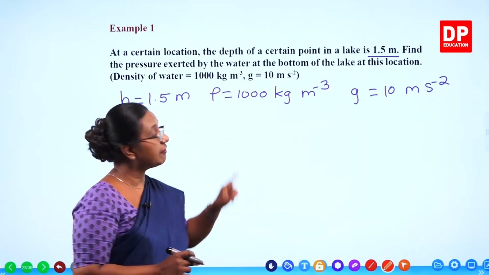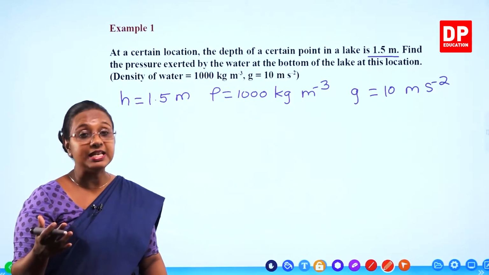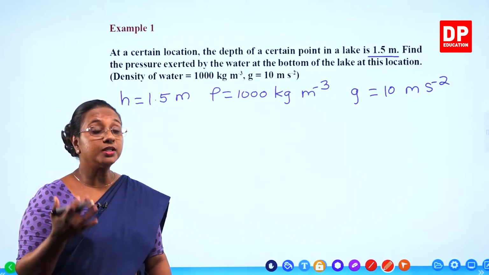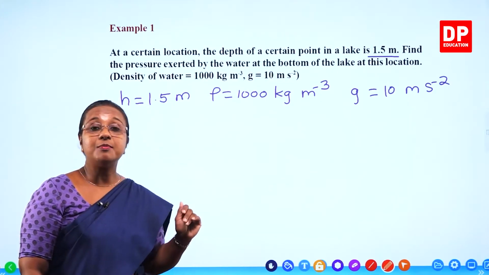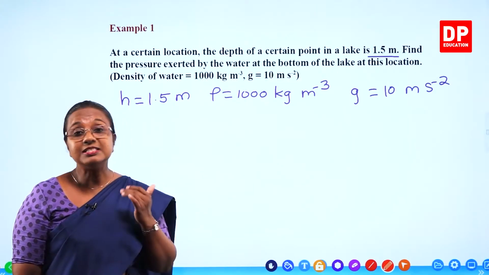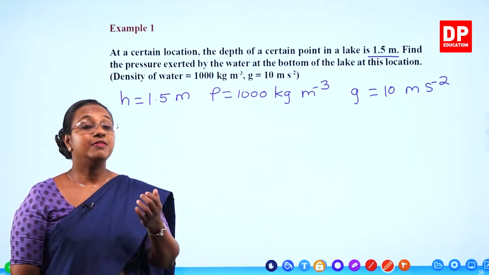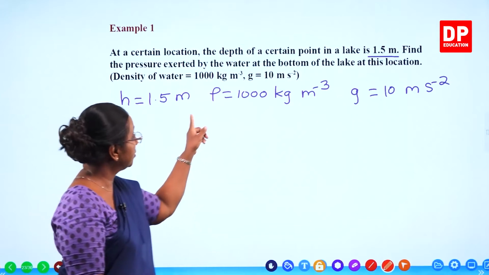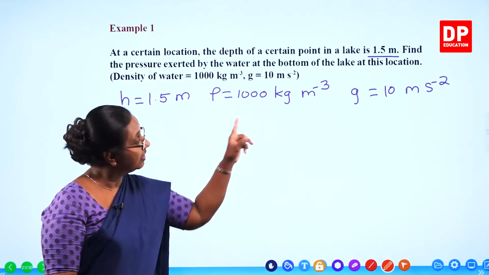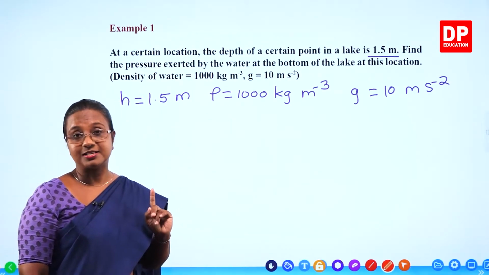And students, you have to be careful with the density. If it is pure water, you all know it's 1000 kilogram per meter cube. We will look at some more examples where the density of water changes. If it is sea water, salt water, the density will change. So, you have to look at the value there. Then, of course, gravitational acceleration.